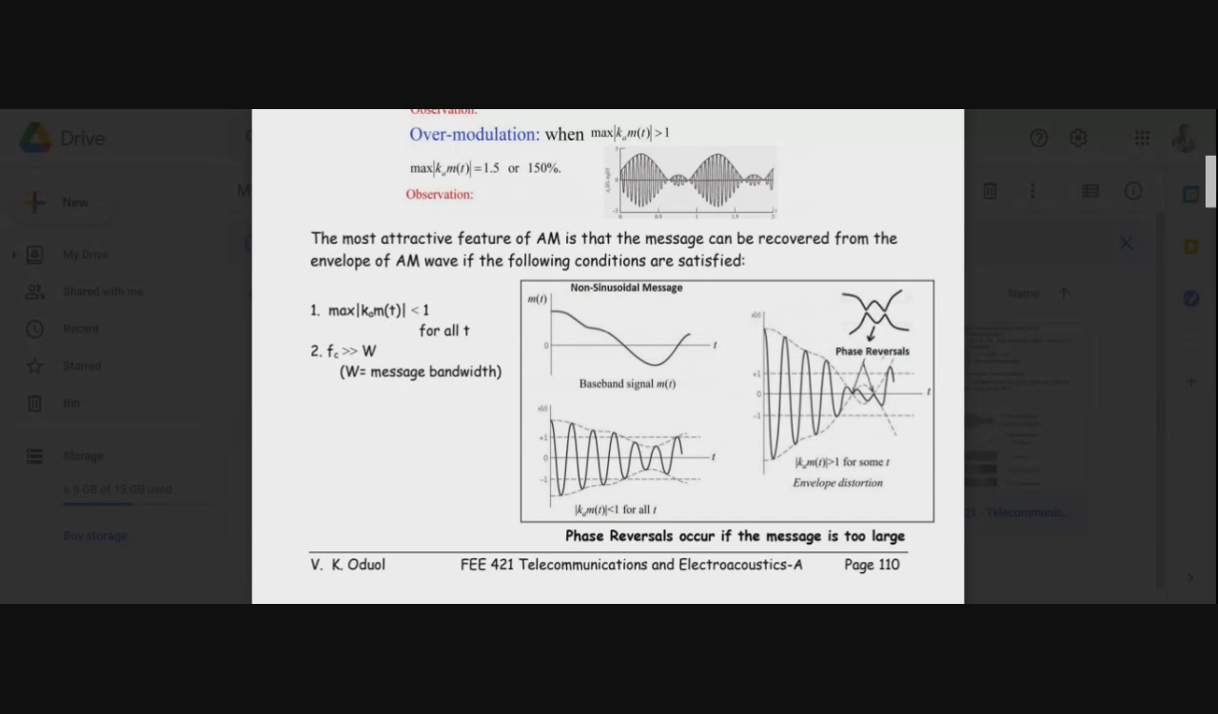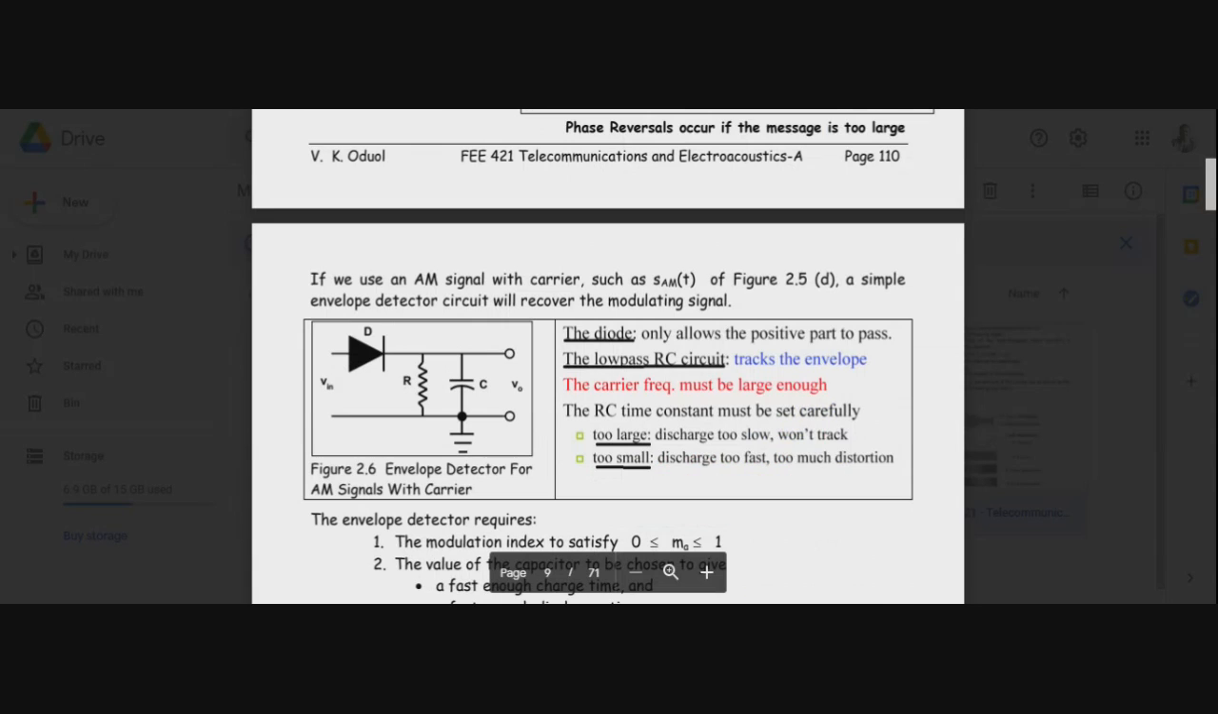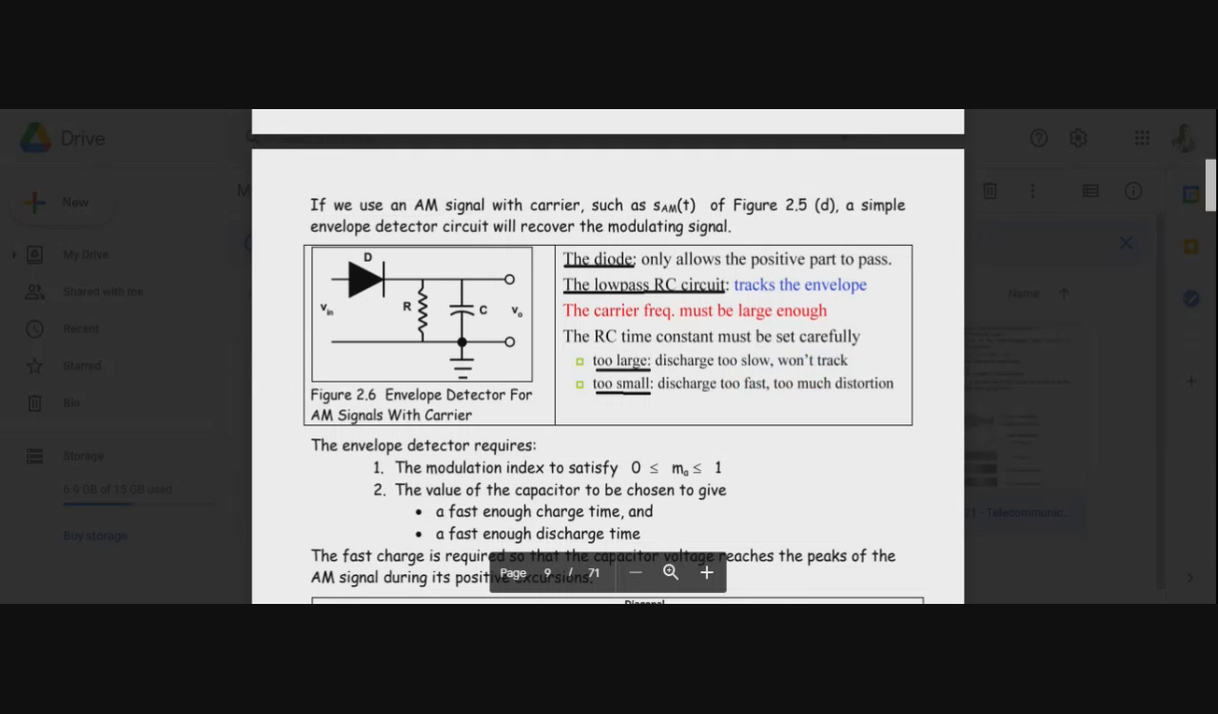It may not consume bandwidth because the carrier is just a point on the frequency axis. A point is dimensionless, it does not have a width, so it does not consume bandwidth, but it consumes power because the power has to be in that carrier.